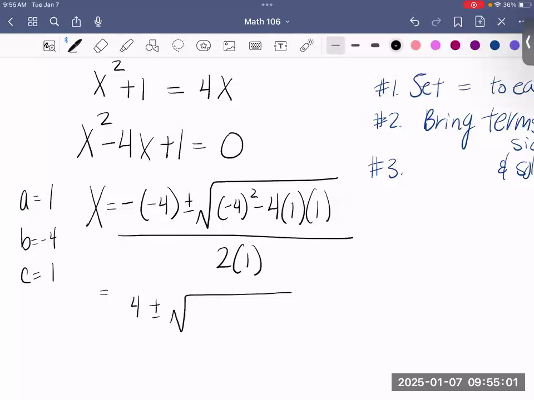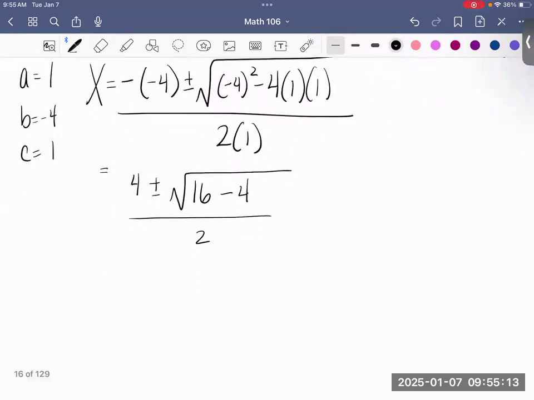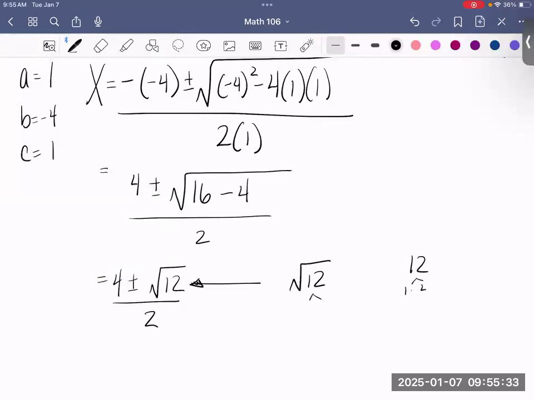The -4 squared will be 16. That should always end up being positive. -4 all over 2. So 16 minus 4, that's 12. Now, no, you cannot cancel and simplify yet in this form. However, let's take a look at the square root of 12. What are some factors of 12 that we know of? Factors of 12 are 1 and 12, 2 and 6, 3 and 4. Now, of these factors, do we have a perfect square, a number times itself?